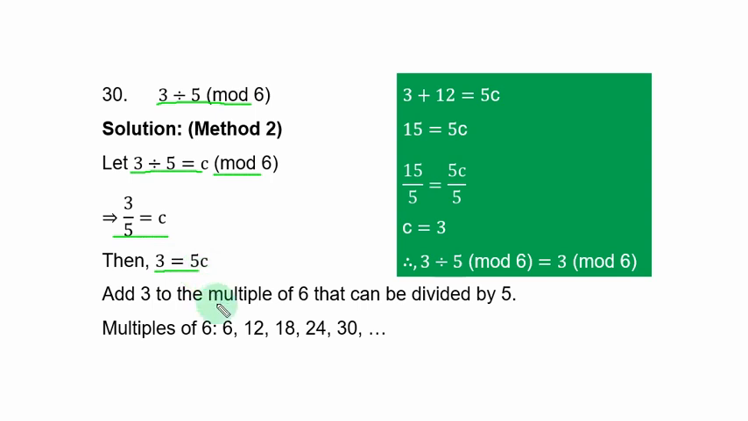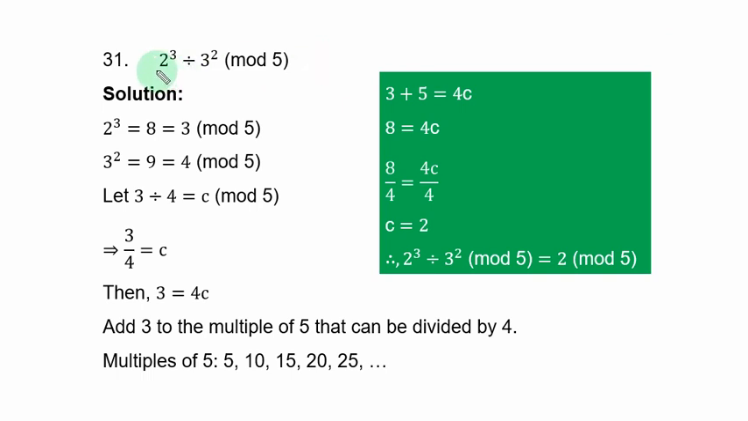6 is the modulo, so the first multiple of 6 is 6. If you add 3, that is 9. 5 cannot divide. When you go on in that order, you see that the multiple of 6 that you will add 3 to, that 5 can divide, is 12. So you add 12 to 3, that is 3 plus 12 equal to 5c. You have 15 equal to 5c. Divide both sides by 5, and you have c equal to 3. Therefore, 3 divided by 5 modulo 6 is equal to 3 modulo 6.